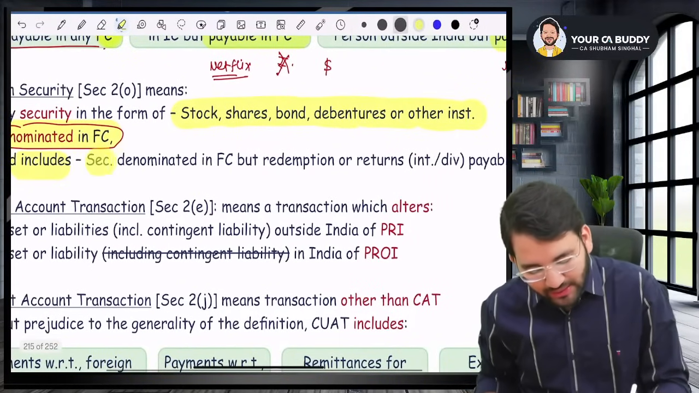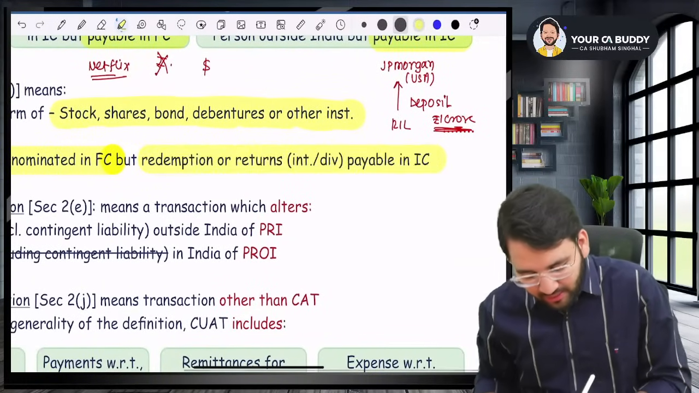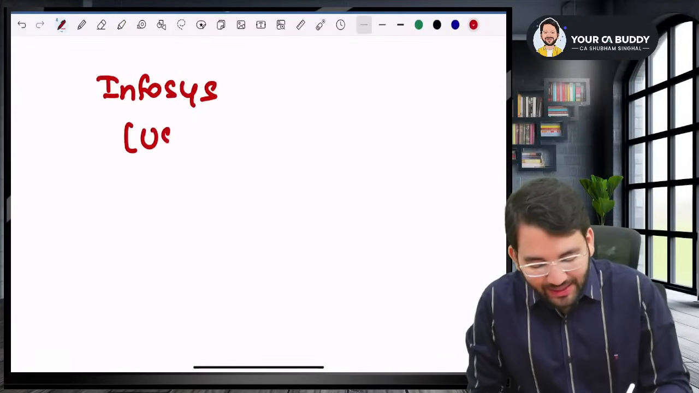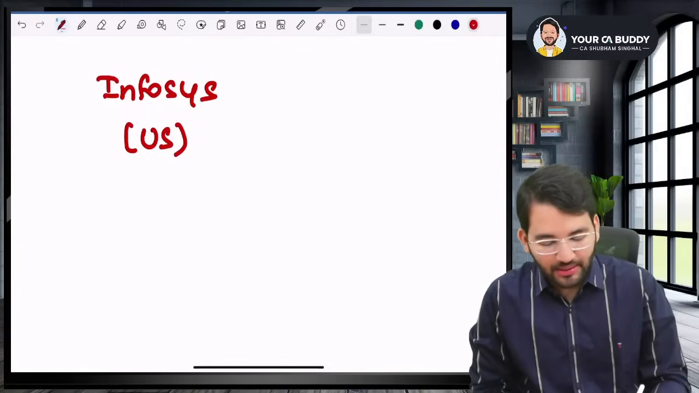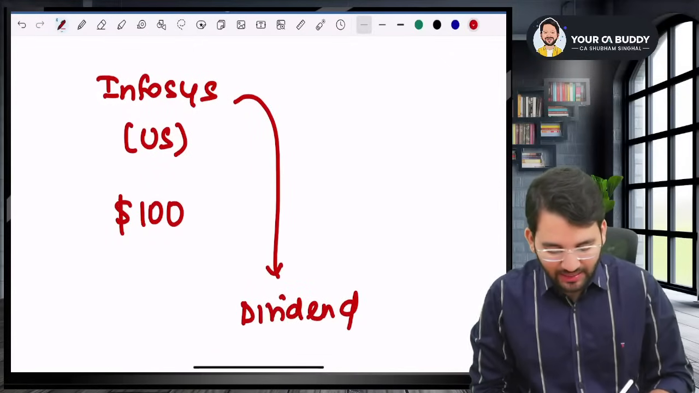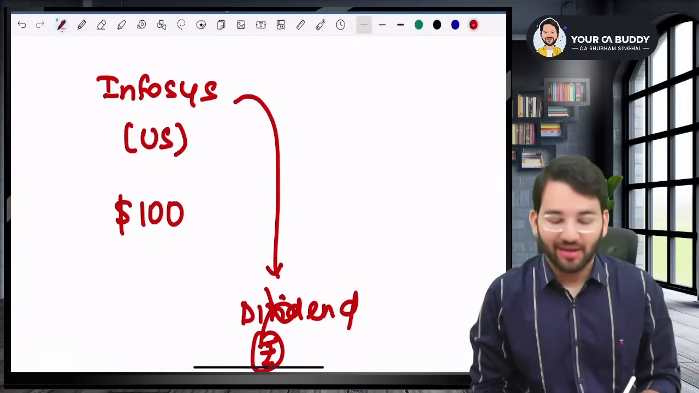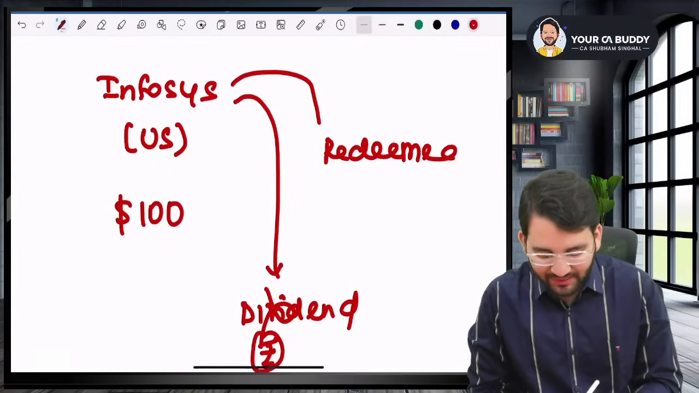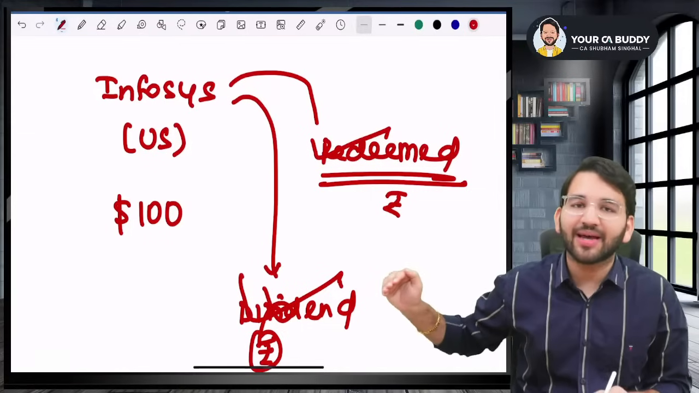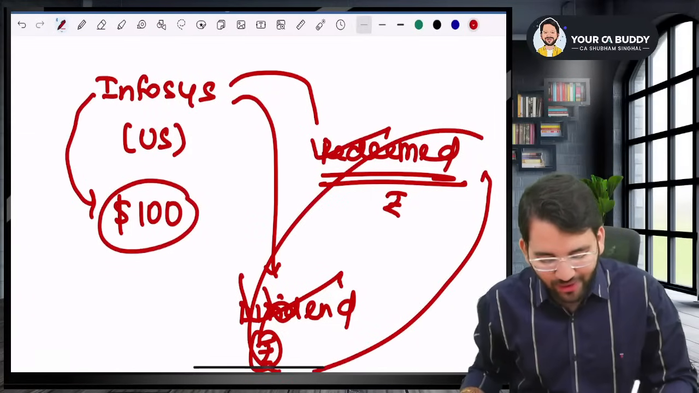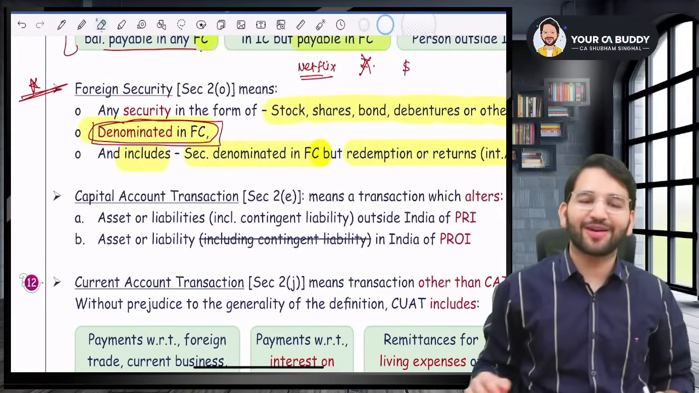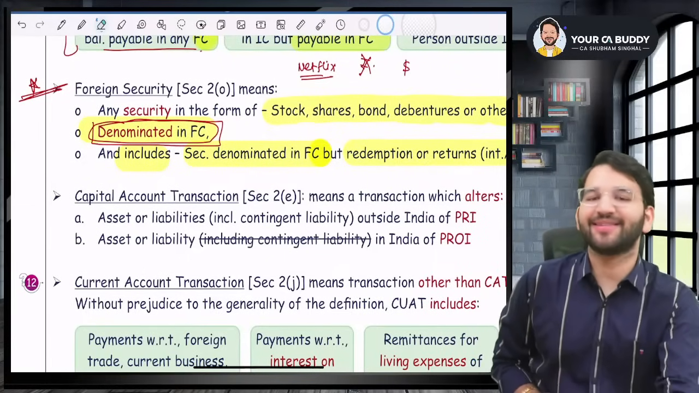It also includes securities denominated in foreign currency, but redemption or returns payable in Indian currency. What do you mean, sir? I'll tell you. Infosys is a company which is listed in the US also. The share price is $100, for example, but they give you dividends in rupees. Or if it is a preference share, when it is redeemed, it is redeemed in rupees. So even if the redemption or the returns are in Indian currency, if it is denominated in foreign currency, it will become a foreign security. So when anyone asks what is foreign security, the keyword is that it is denominated in foreign currency and not in INR.